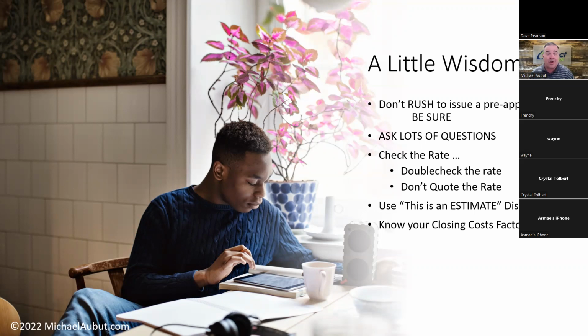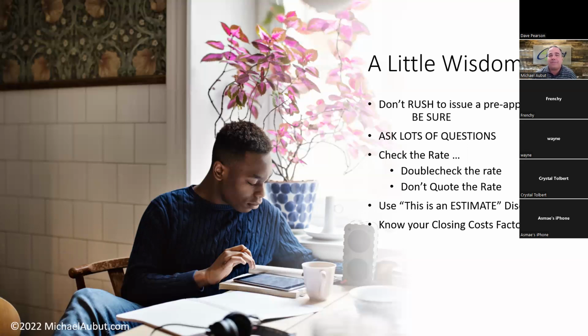Know your closing cost factor. Okay. So in Florida, I'm using somewhere around 2.5%. If it's an FHA loan, 2.5, even maybe 3%. Because if I have to put a point or something like that to keep the rate down a little bit, be aware, taxes and insurance, which are prepaids, are part of that number.